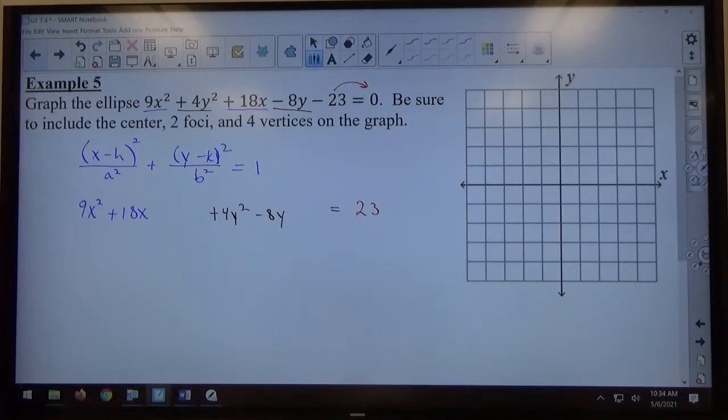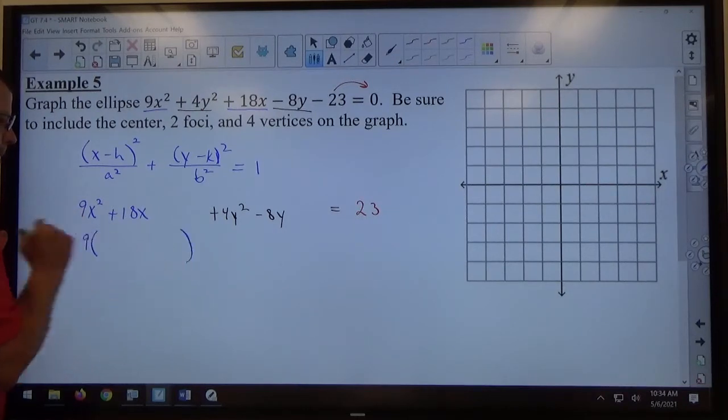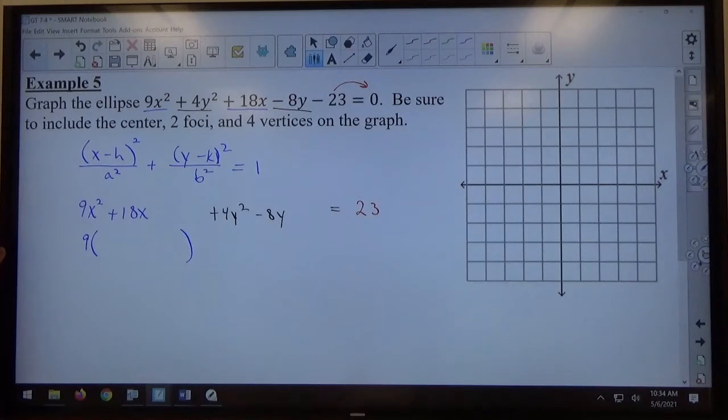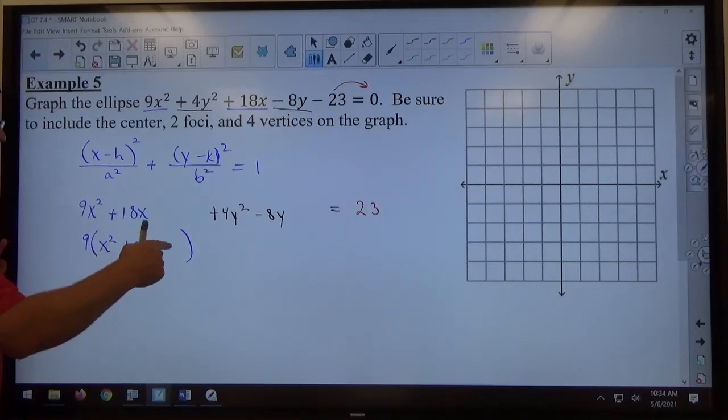For completing the square to work, I need a coefficient of 1 in front of my x squared object and a coefficient of 1 in front of my y squared object, and that involves factoring in this step. Whatever's in front of x squared, I need it to be 1x squared, so I'm going to take out whatever that is. To take something out of a binomial, I need to divide both pieces by that number. So 9x squared divided by 9 is 1x squared, better known as just x squared. Positive 18x divided by 9 is positive 2x. And I'm going to leave that gap still.